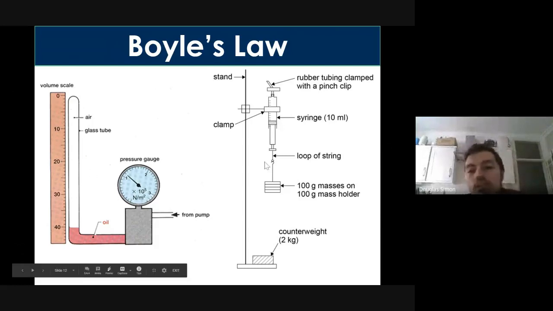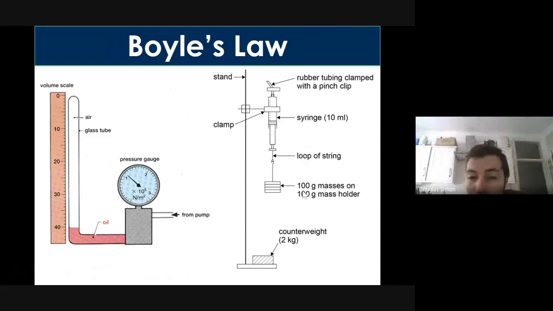The method on the right is a little bit trickier because we're sort of doing the opposite here. We've got a syringe full of air and we're adding masses onto this syringe. So the more masses we add, the higher the volume is going to be here. So initially when you do this, it's very easy to think, hang on, I'm increasing the pressure by putting on masses and I'm increasing the volume. That's complete nonsense, isn't it, sir?